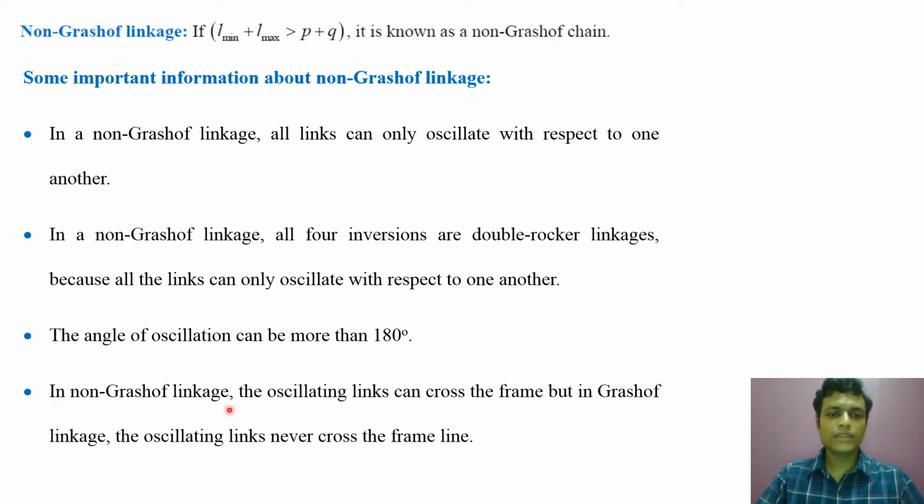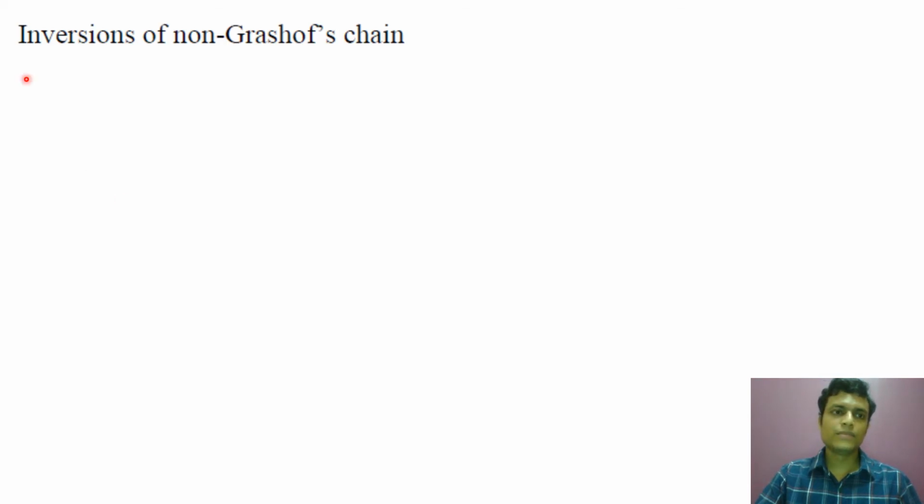In a non-Grashof linkage, the oscillating links can cross the frame, but in a Grashof linkage, oscillating links never cross the frame. We have seen that in a Grashof linkage, the oscillating link has never crossed the frame, but here it can cross the frame because the oscillation angle is more than 180 degrees. So now let us come to the inversions of the non-Grashof chain.